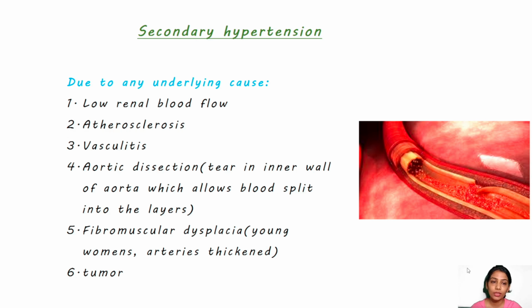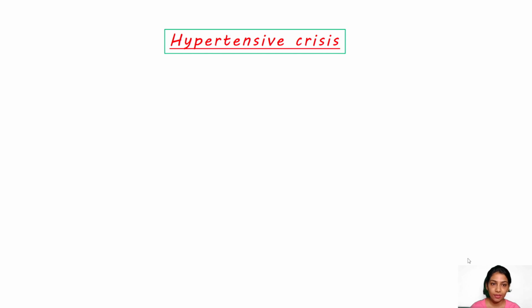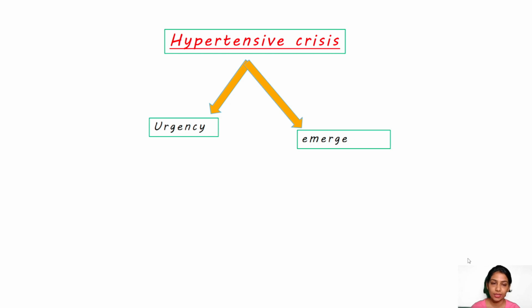An important point to remember is that in secondary hypertension, the symptoms are often related to the underlying cause, not just the high blood pressure itself. Now let us understand hypertensive crisis, which is a very serious and dangerous rise in blood pressure. It is mainly divided into two types: urgency and emergency.